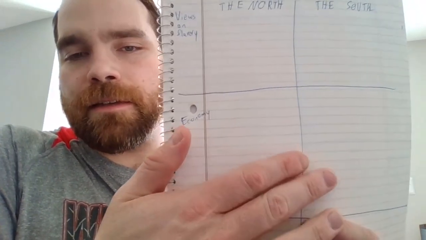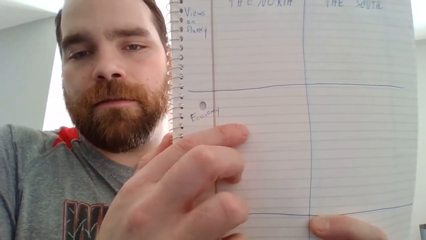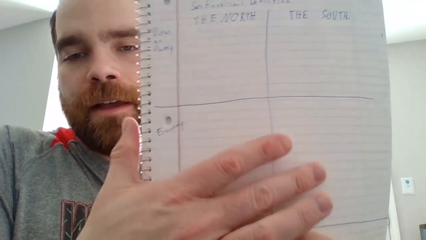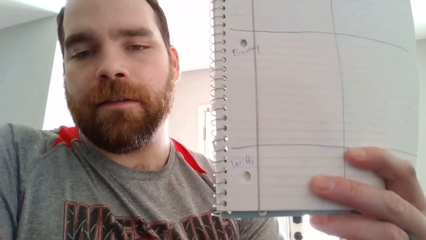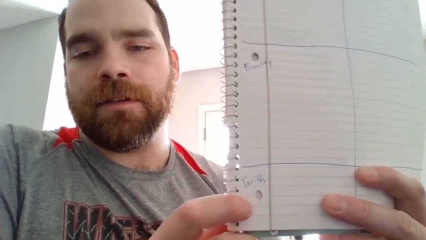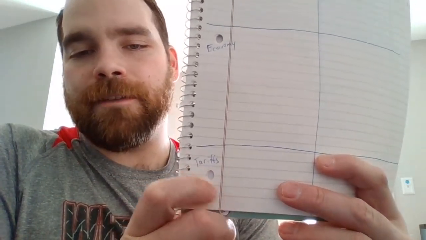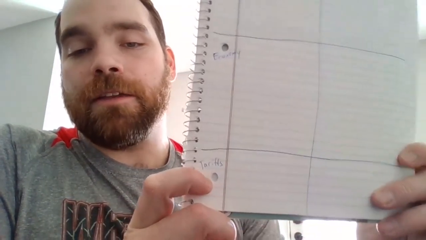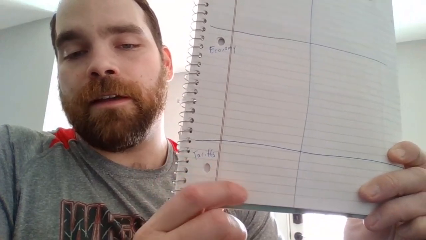So economy is the next category, right? This is the North's area. This is the South's area. After that is tariffs. And this, I did not do a good design here, but I'm sorry. So this is tariffs, right? And then North, South. Then we just flip over to the back.